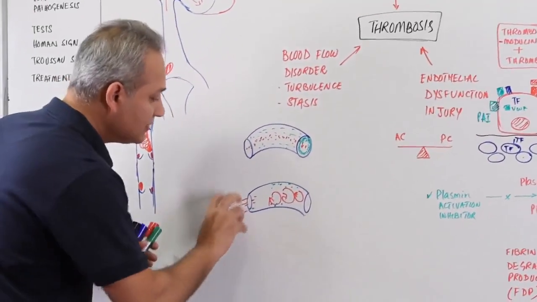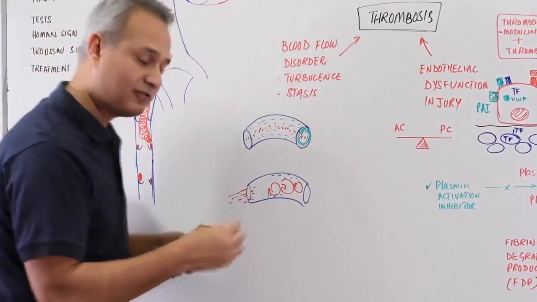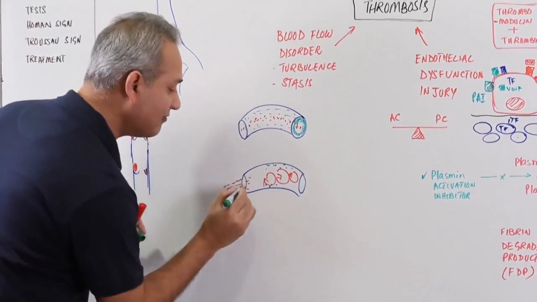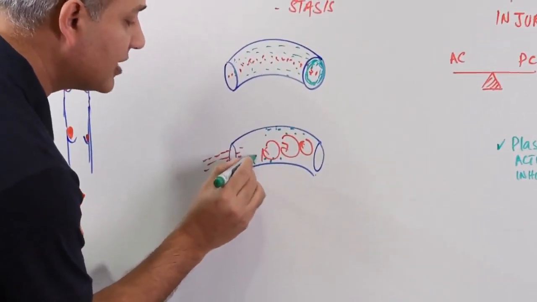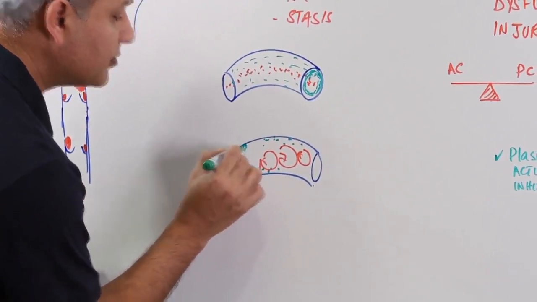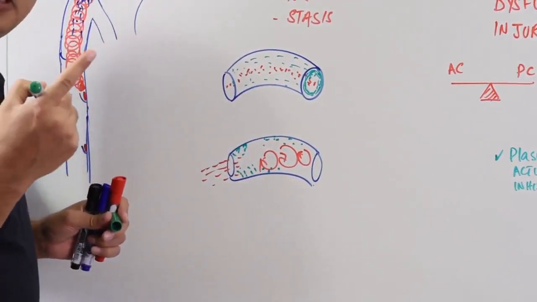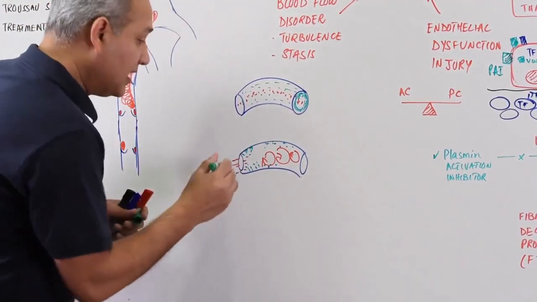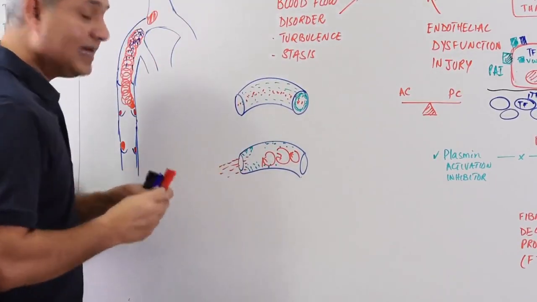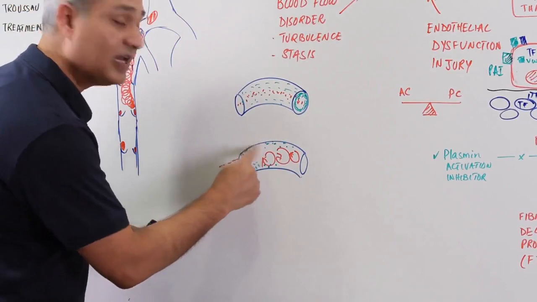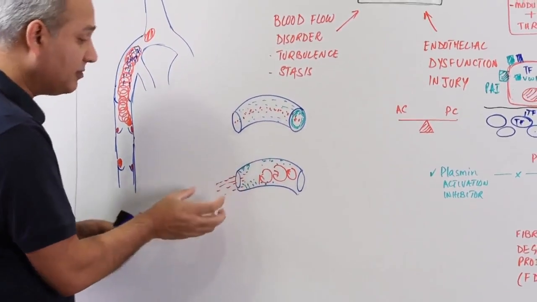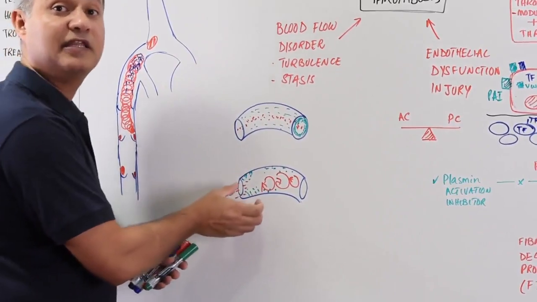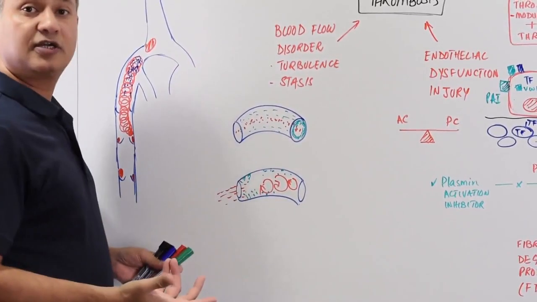Then, because of the sluggishness, because of the stasis of the blood, the coagulation factors have more chance to come in contact with the endothelium, and they can start thrombosis. Normally, in healthy people, when this happens, the anticoagulant factors immediately come and clear that out. However, if the flow is sluggish, the anticoagulants are not going to come in that fast and thrombosis would start.